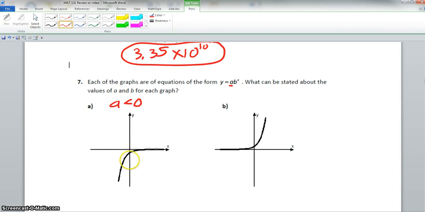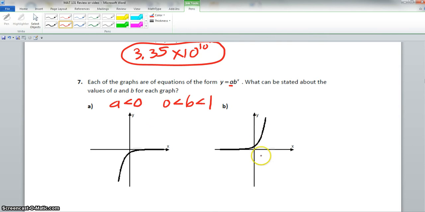Now if we look here at our b, our b represents our slope. Now if you look here, our slope is going up here. So our slope is more so in the positive area. It's not at 0, but it's in between 0 and 1. So it's 0 is less than b, which is also less than 1. And that is our final answer for A.